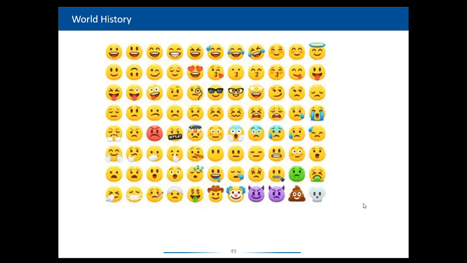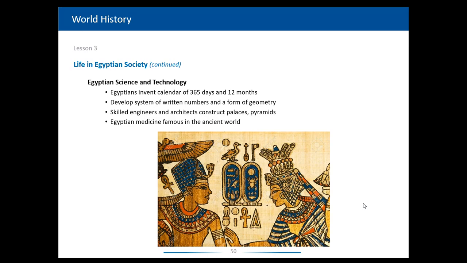Egyptian science and technology. Egyptians invented the calendar of 365 days and 12 months. So that was invented in Africa. They developed a system of written numbers and a form of geometry. They were skilled engineers and architects, and they constructed palaces and pyramids. Egyptian medicine was famous in the ancient world.